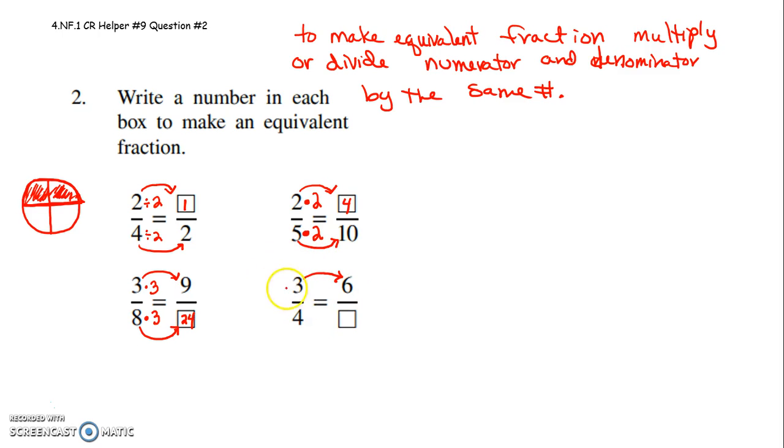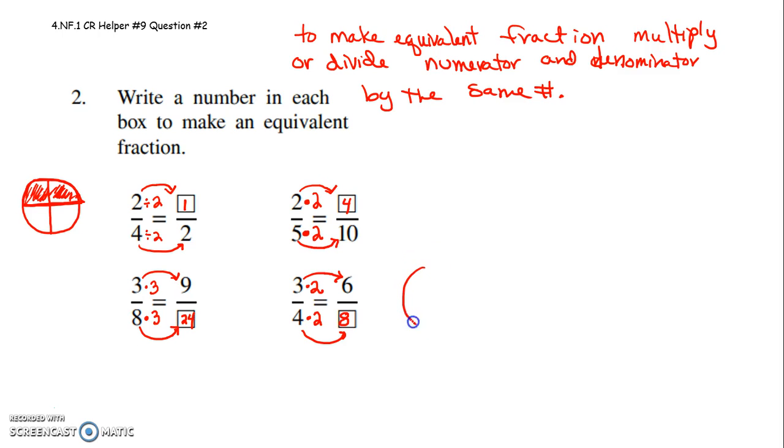Here I know about my numerators. So I say 3 times what is 6? Oh, 3 times 2 is 6. As soon as I multiply my numerator by 2, I have to multiply my denominator by 2. 4 times 2 is 8. So 3/4 is the same as 6/8.